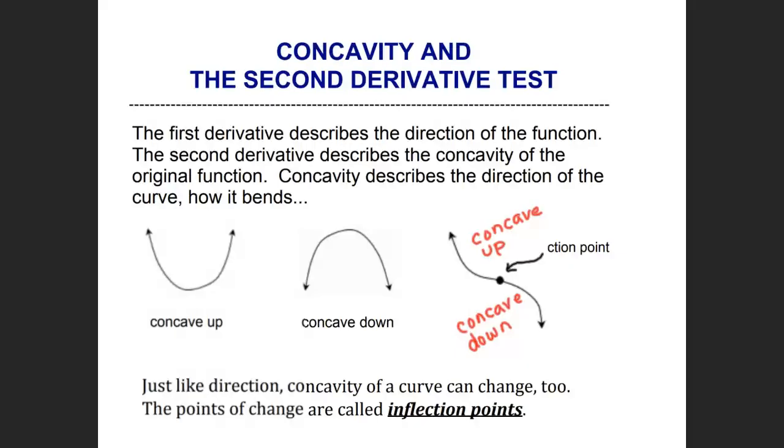All right. This week, we're going to be working on concavity and the second derivative test. What is concavity? If you drew a parabola, this is considered the concavity of a function. So this is concave up, this is concave down.